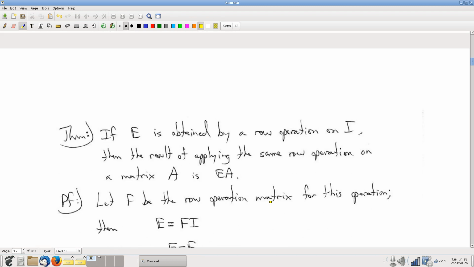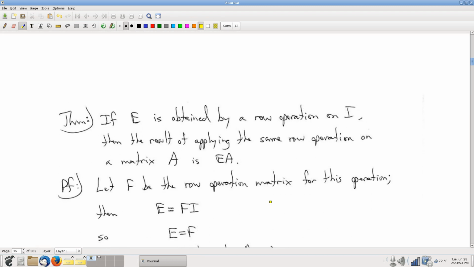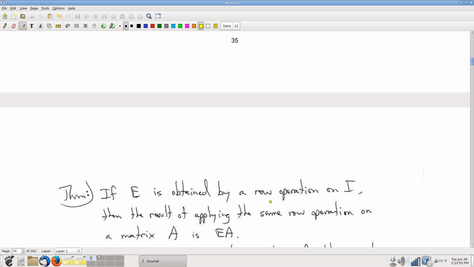Okay, so here's the big theorem. This theorem is in the book. The proof that I'm going to show you here is different than the proof that's in the book by quite a bit. I think my proof is a lot easier.